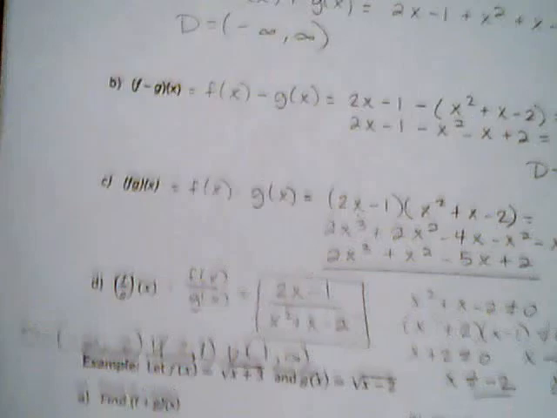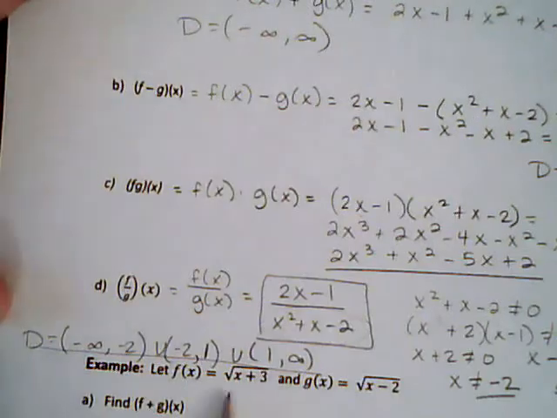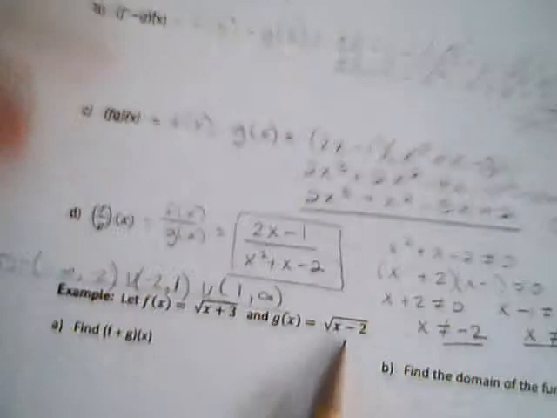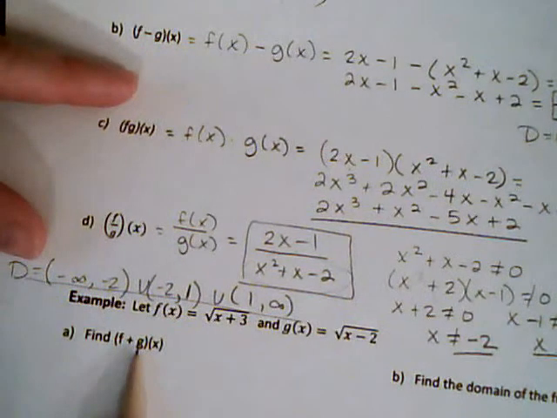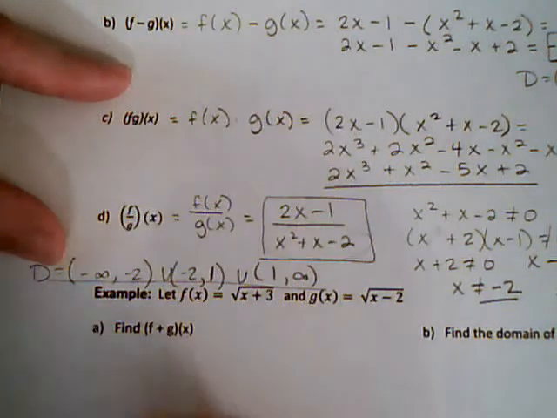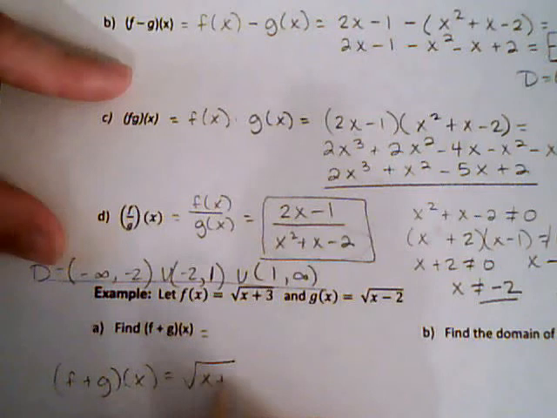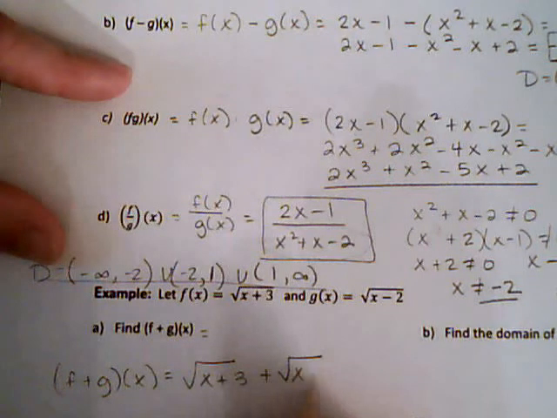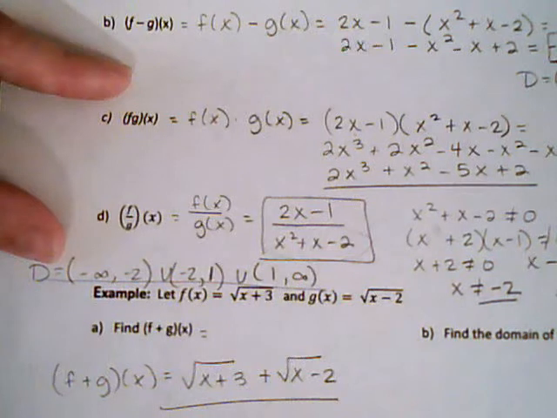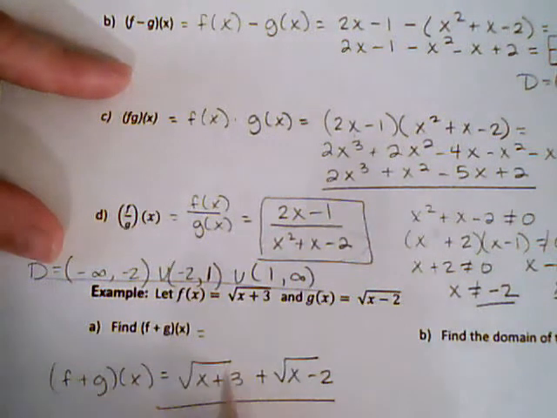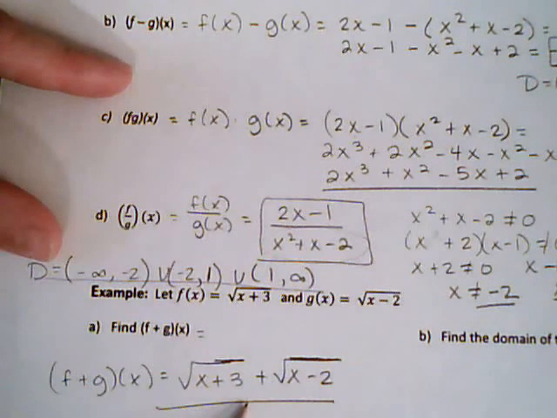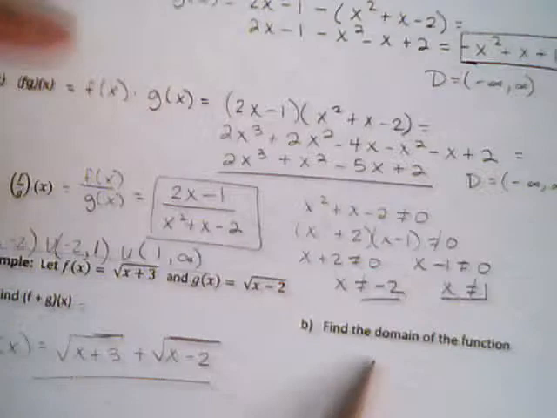Okay, and then our next example gives you two different functions. It says find f plus g of x. So if I want to just add these functions together, f plus g of x would equal the square root of x plus 3 plus the square root of x minus 2. Now I can't go any further, can't add any like terms because these are all under the square root. So that would be f plus g. And then find the domain.